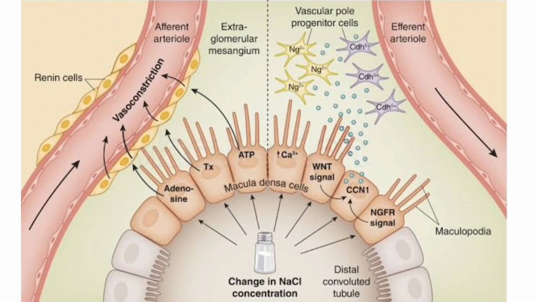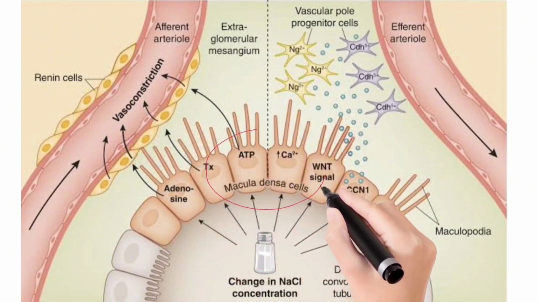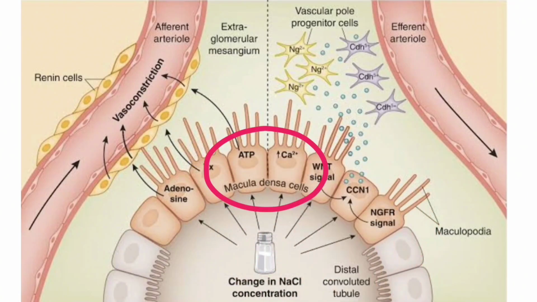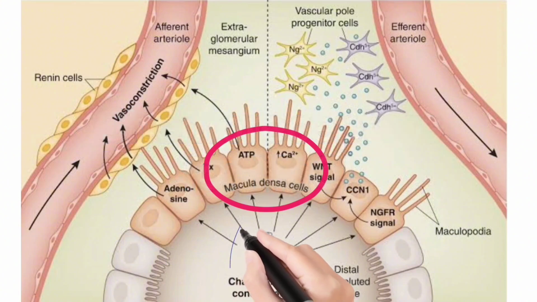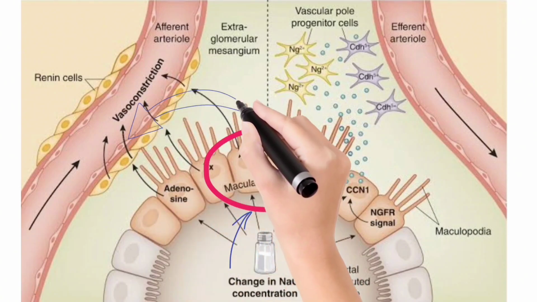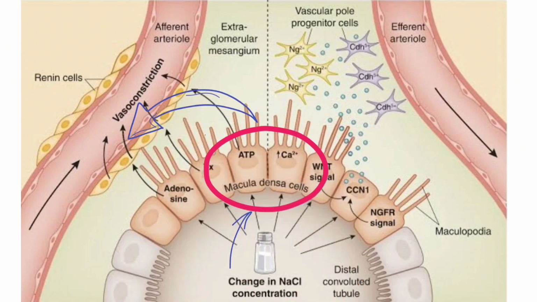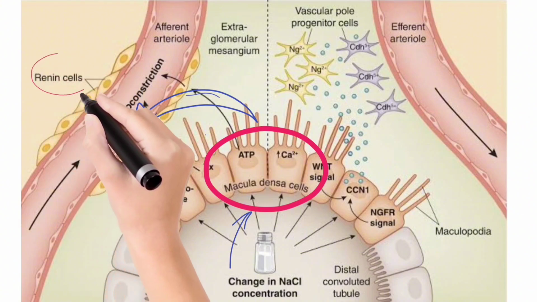These macula densa cells are chemoreceptors. They detect the levels of sodium and chloride in the fluid. If the sodium level is too low, they send signals. These signals go to the juxtaglomerular cells, which are located in the wall of the afferent arteriole. In response, the juxtaglomerular cells release an enzyme called renin.